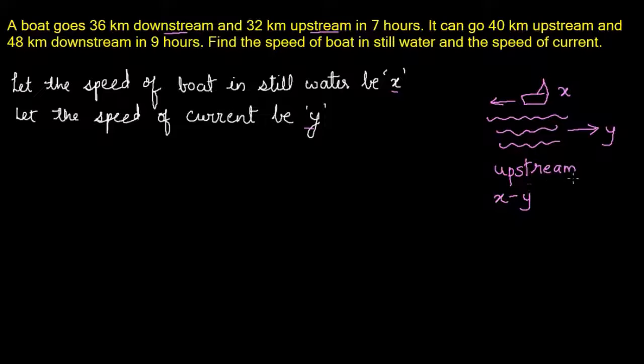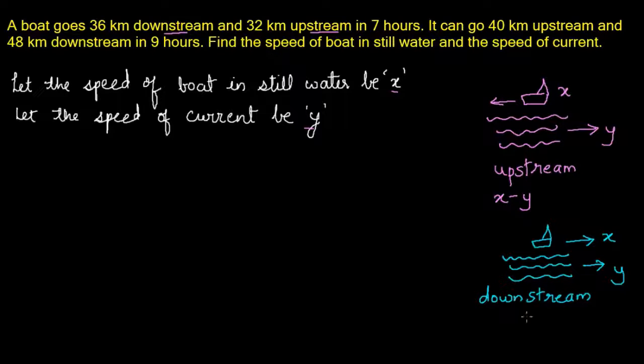The exact opposite of upstream is downstream. Now suppose the stream is flowing in this direction and the boat is also traveling in the same direction as that of the stream. We know speed of the boat is x, speed of the stream is y. For downstream, the flow of the current and the boat are the same. In such a case we call it downstream and the speed of boat then becomes x plus y. So we will be using this concept to solve the question.